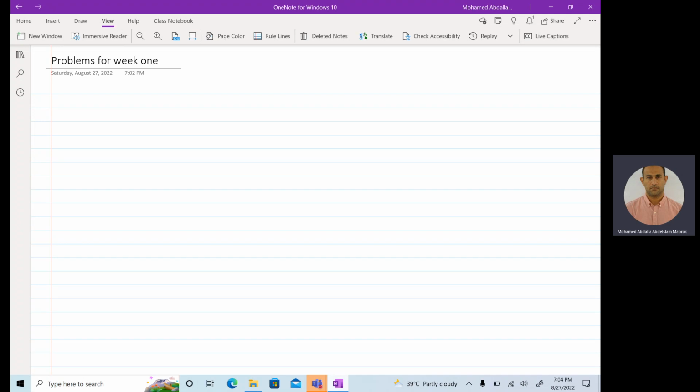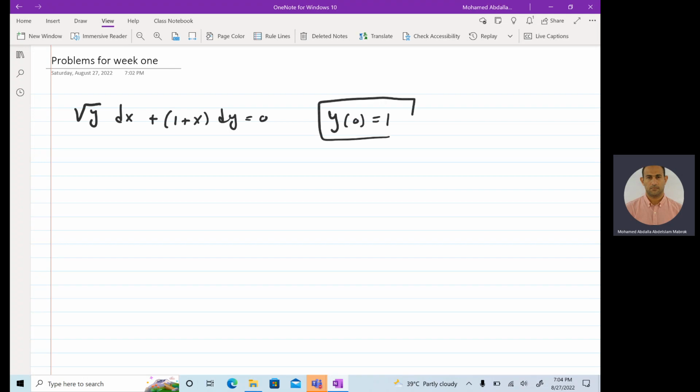So I'll start with some problems, saying, for example, solve the following differential equation, and he's giving me square root of y dx plus 1 plus x dy equals 0, and he's also giving me an initial condition, y of 0 equal to 1. So this is an initial value problem because he's giving me an initial condition.